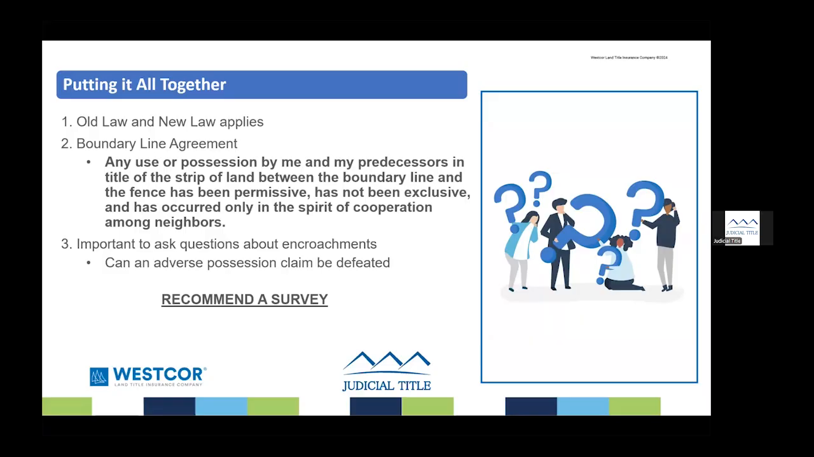But just understanding when the old law applies and the new law applies. Boundary line agreements: any use or possession by myself and predecessors in title of the strip of land between the boundary line and the fence has been permissive, has not been exclusive, and has occurred only in the spirit of cooperation among the neighbors. So the boundary line agreement is really the standard to resolve these encroachments that are technically disputes. A fence affidavit is out there, but it's not really the standard. It's really a case-by-case use.